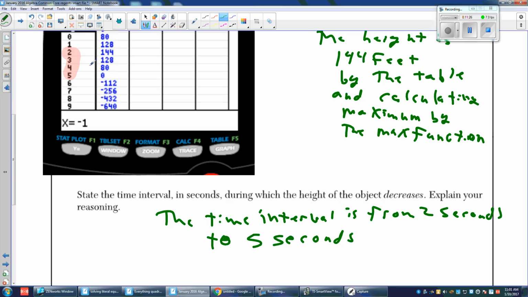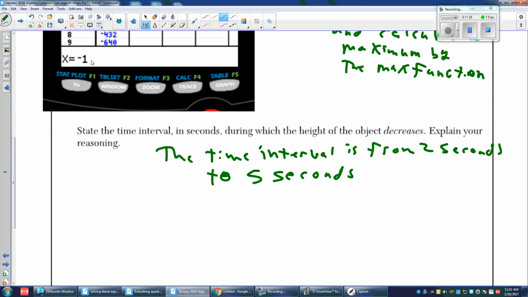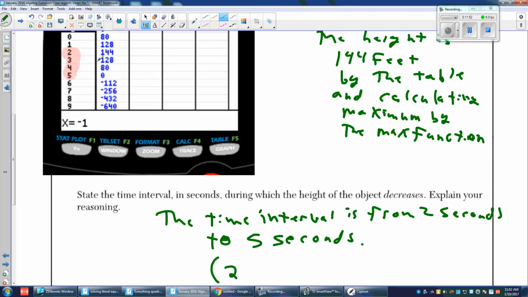Now, when a ball is at its height, it's neither increasing nor decreasing. So if you want to write that, you can write it in words. You know, and that's a rather technical thing. If we had to write it in notation, I would write it from 2. Now, here's the question. You know, it keeps on decreasing even after 0. That just says it's 0 feet high.